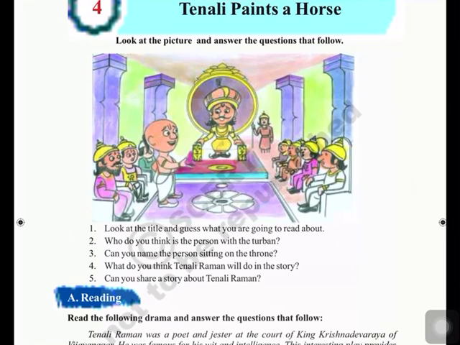Can you name the person sitting on the throne? What do you think Tenali Raman will do in the story? Can you share a story about Tenali Raman? Along with these 5 questions, I want to pose 3 more questions also. What is the name of the person sitting on the throne? Identify the difference between the person sitting on the throne and the persons sitting in the chairs. Who is speaking with the king?